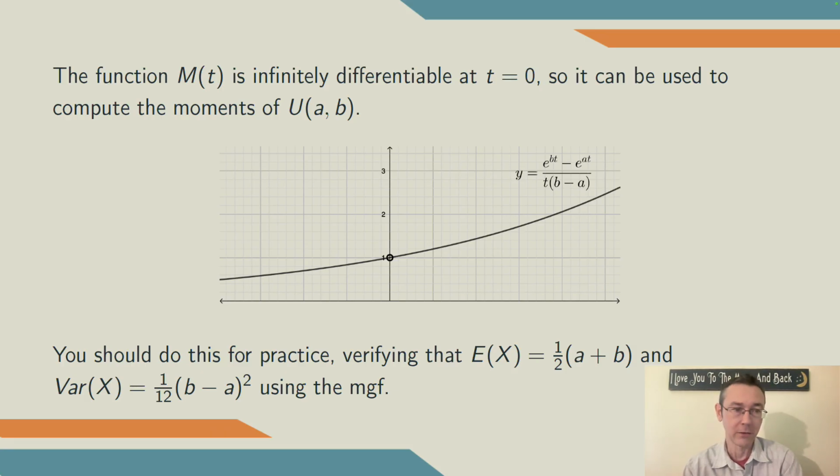And that's helpful because it means that you can use it to compute the moments of the uniform distribution. It's an alternative way to do that. I recommend doing that for practice to verify that the expected value is actually given by 1/2 (a plus b), which we found earlier, and also to verify that the variance is given by 1/12 (b minus a) quantity squared.